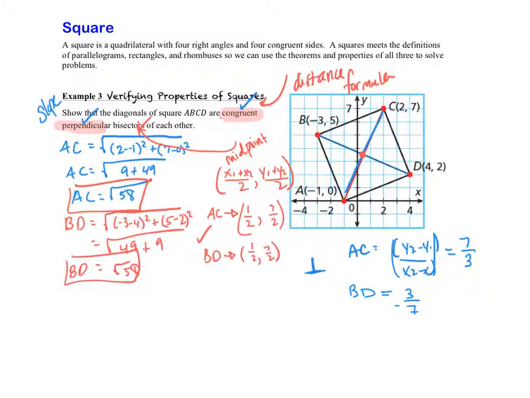So therefore, I have shown that the diagonals are congruent, perpendicular bisectors of each other. Again, to see if they're congruent, you use distance formula. To see if they're perpendicular, you check the slopes of both diagonals. And to see if they're bisectors, you check the midpoint of both diagonals.